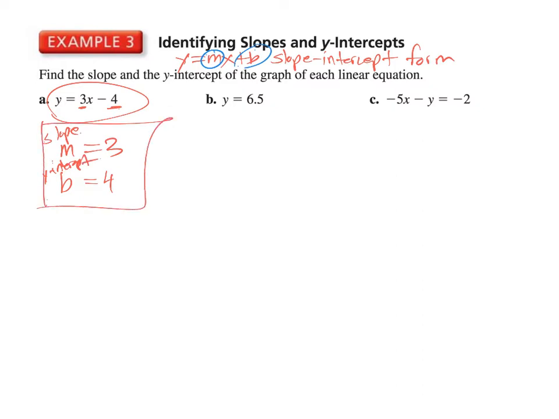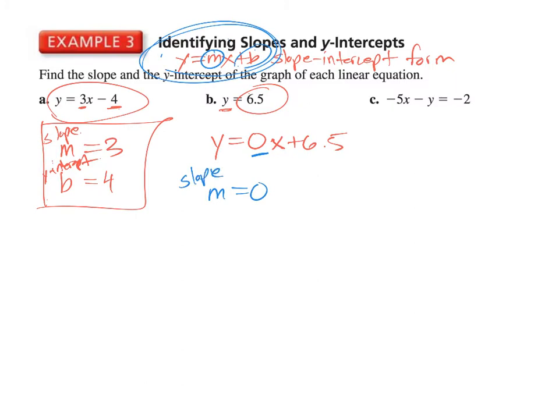All right, y is equal to 6.5. What is my slope here? What is my y-intercept? Well, I have y isolated already. So what's going on with this? What happened to the x? What would you have to multiply x by for it to disappear? 0. Okay, I did that so I would obtain this structure here. And this tells me that my slope is 0. That's my slope once again. And my y-intercept, which is b, is 6.5.